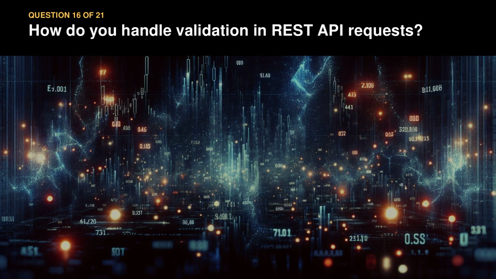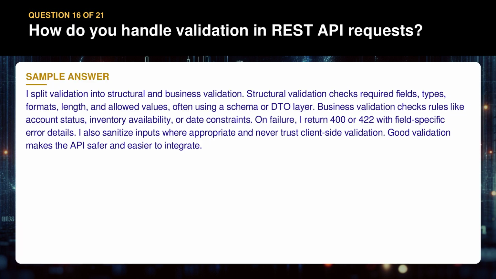Question 16. How do you handle validation in REST API requests? I split validation into structural and business validation. Structural validation checks required fields, types, formats, length, and allowed values, often using a schema or DTO layer. Business validation checks rules like account status, inventory availability, or date constraints.